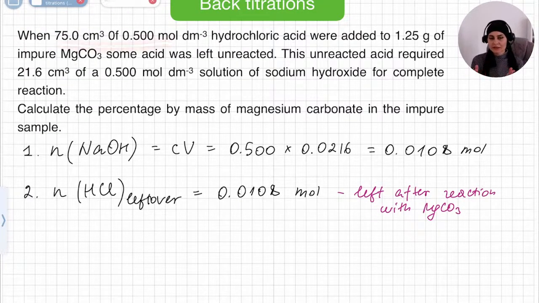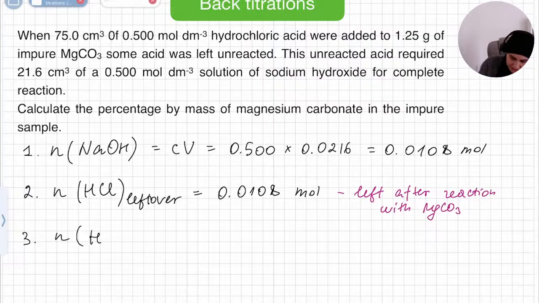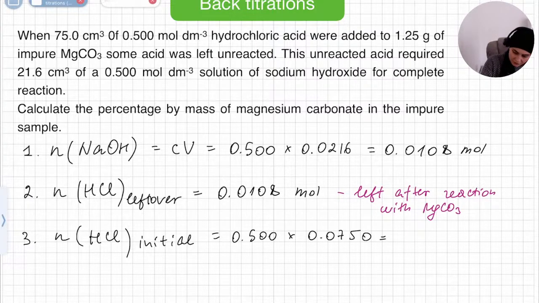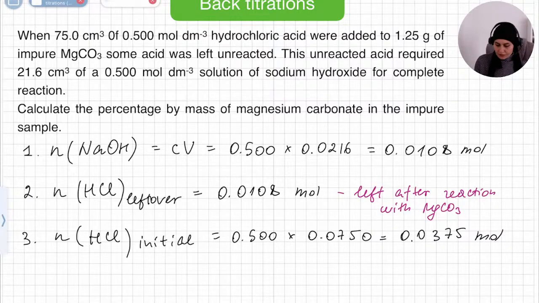Right, what's next? What do we need to know? We need the initial moles of HCl, so that's what I will find. The moles of HCl that was added initially to our MgCO3. Also C times V, so 0.5 times 75 over 1,000, 0.5 times 0.075, which is 0.0375 moles.